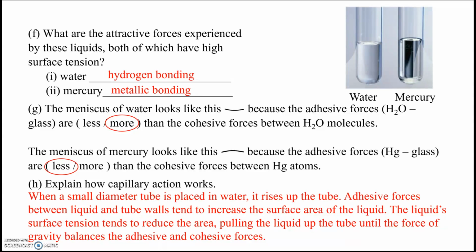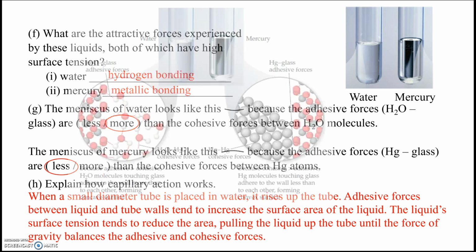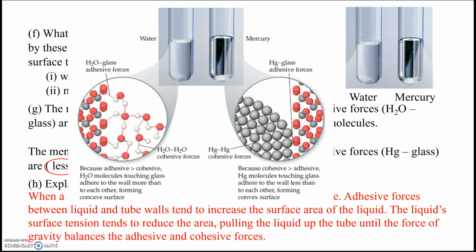The adhesive forces between liquid and tube walls tend to increase the surface area of the liquid, and the liquid surface tension tends to then reduce the area, and it pulls the liquid up the tube until the force of gravity balances these adhesive and cohesive forces. And so on a microscopic level, you can see it looks like this. Okay?